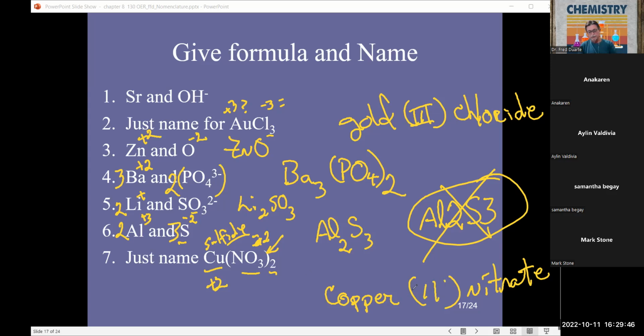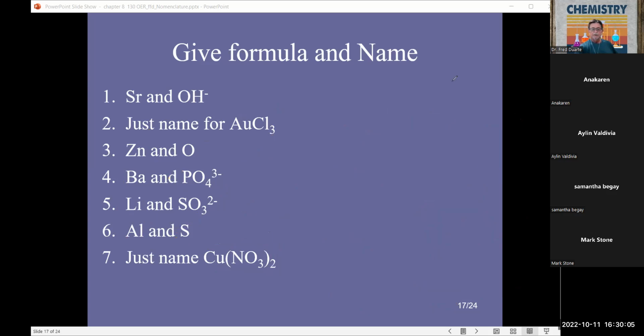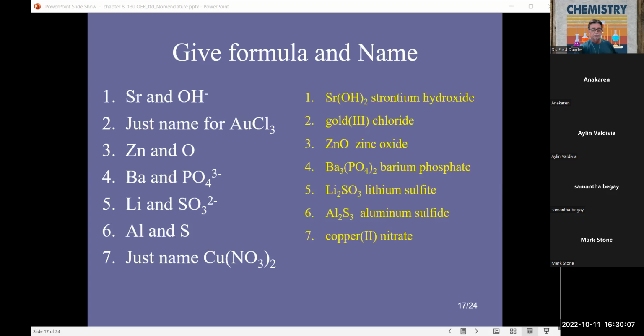Okay, so that means that we use the Roman numeral 2 in naming copper, in parentheses, Roman numeral 2. Don't forget the parentheses, and don't forget that the Roman numerals are in capital letters and not the small ones. Let me clear up my mess here and I'll put a little bit cleaner answers there. Okay, so there you go. There are the formula and the name for these species.